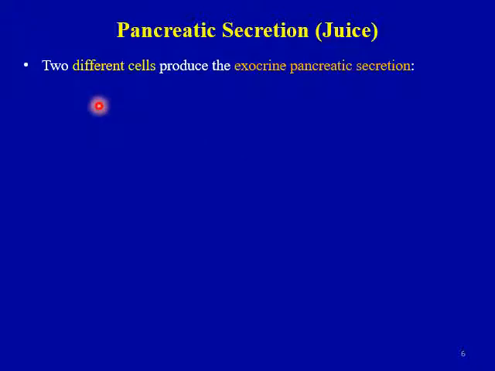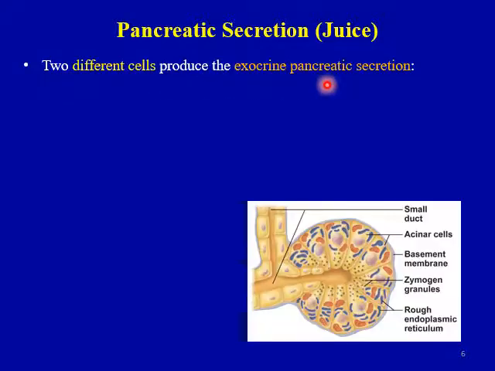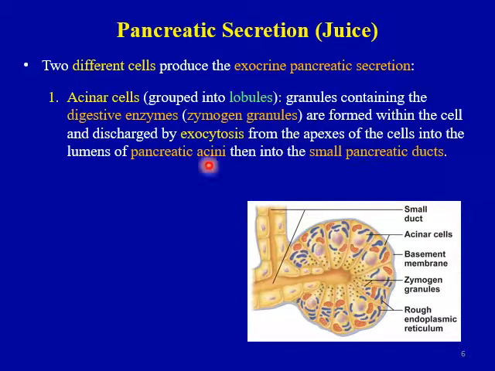The pancreatic juice is composed of different components that are a product of two different cells. So the two different cells produce the exocrine pancreatic secretion. Number one are the acinar cells. They are grouped into lobules, and the granules containing the digestive enzymes, or the zymogen granules, are formed within the cells and then discharged from the acinar cells by exocytosis from the apical border of the cell into the lumen of the pancreatic acini and then into the small pancreatic ducts.